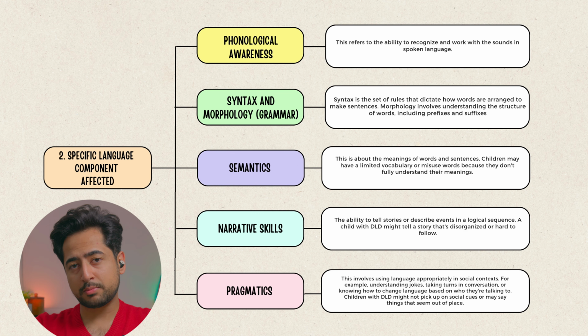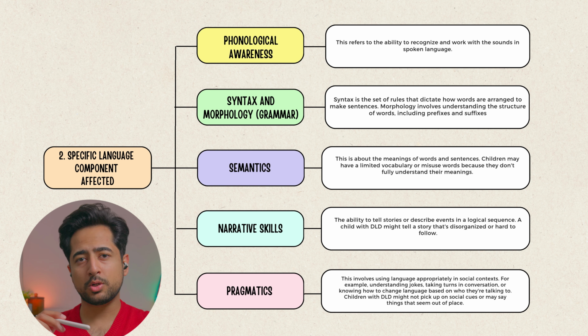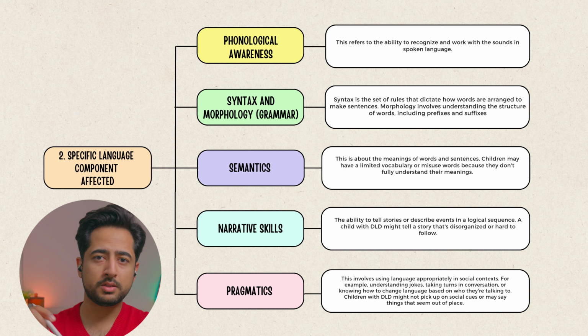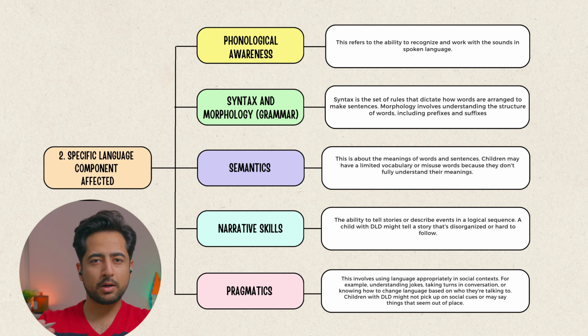And the last component is pragmatics. This refers to using language appropriately in social situations. People with DLD might find it difficult to understand jokes. They might struggle to take turns and they might interrupt sometimes, and they might not know when to change language or when to change the tone in a social situation. They struggle to understand different social cues and might say something which is out of context.